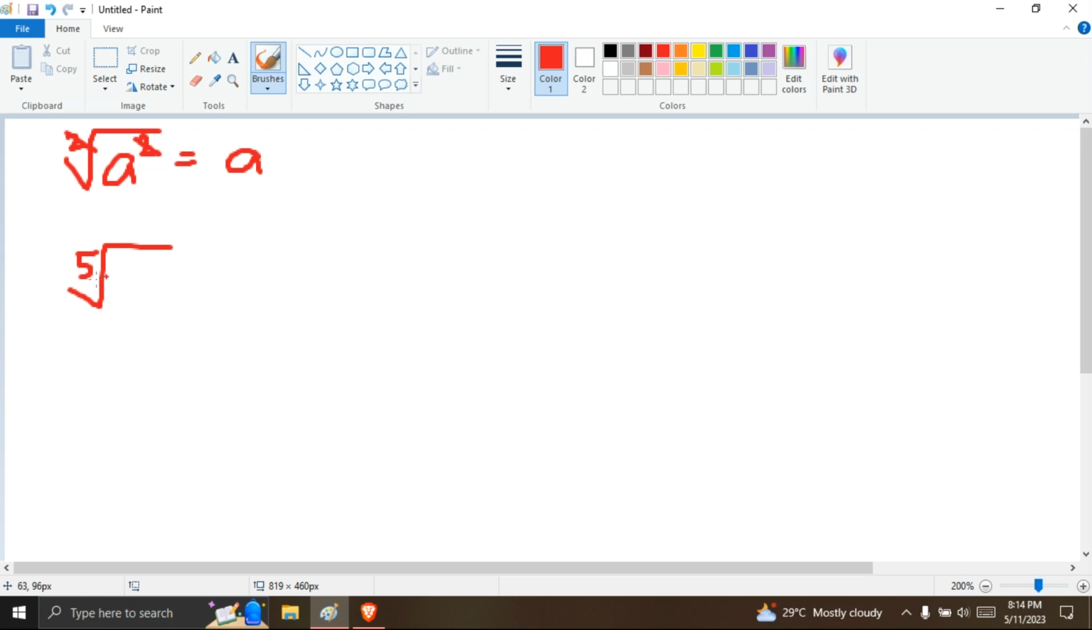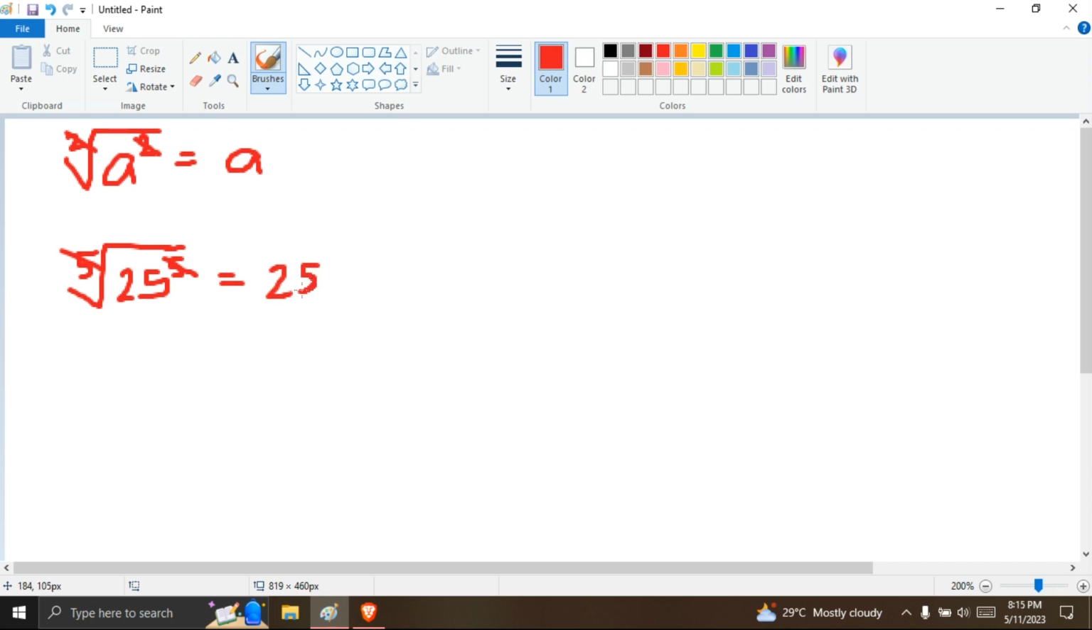Let's have the fifth root of... Let's go to numbers, as I have promised. So we focus on numbers. Example, the fifth root of 25 to the power of 5. The exponent of the radicand and the index are the same, so we cancel out, so that equals 25.